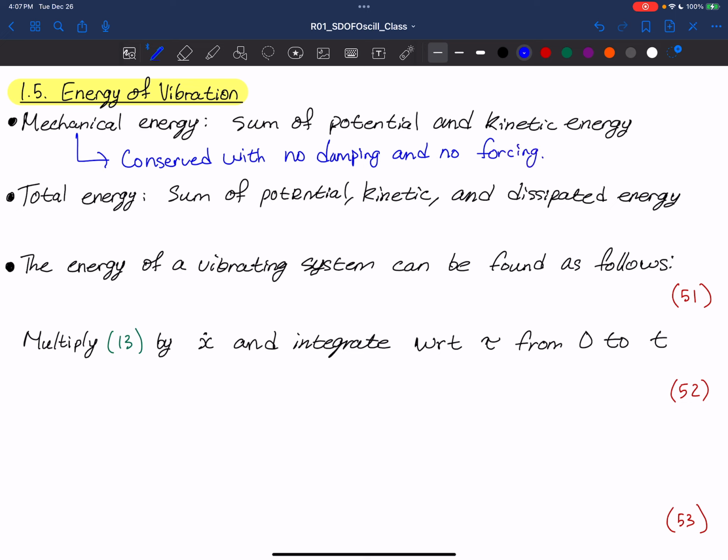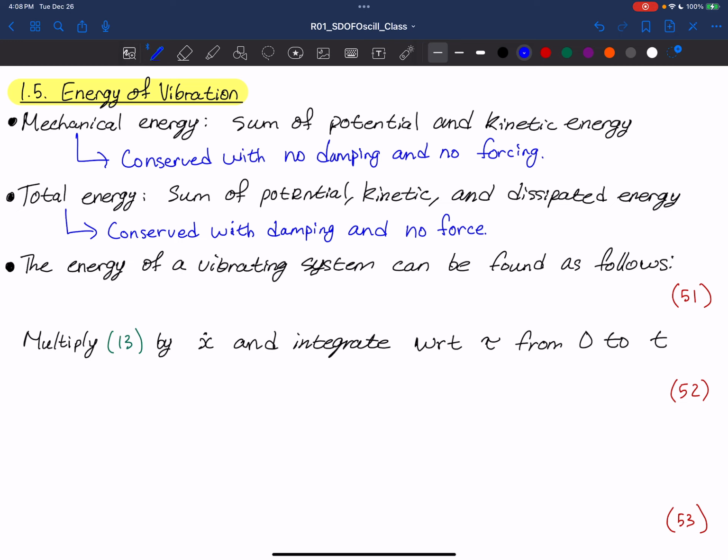The total energy is the summation of the potential, kinetic, and dissipated energy. So the energy dissipated by the damping of the system. And in this case, this is conserved when there is no forcing acting on the system. So it's conserved with damping, provided that there is no external force. If there's an external force acting on the system, then it's no longer conserved, and in which case you would have to incorporate the work done to the structure by that external force, and then you would be able to apply the first law of thermodynamics.